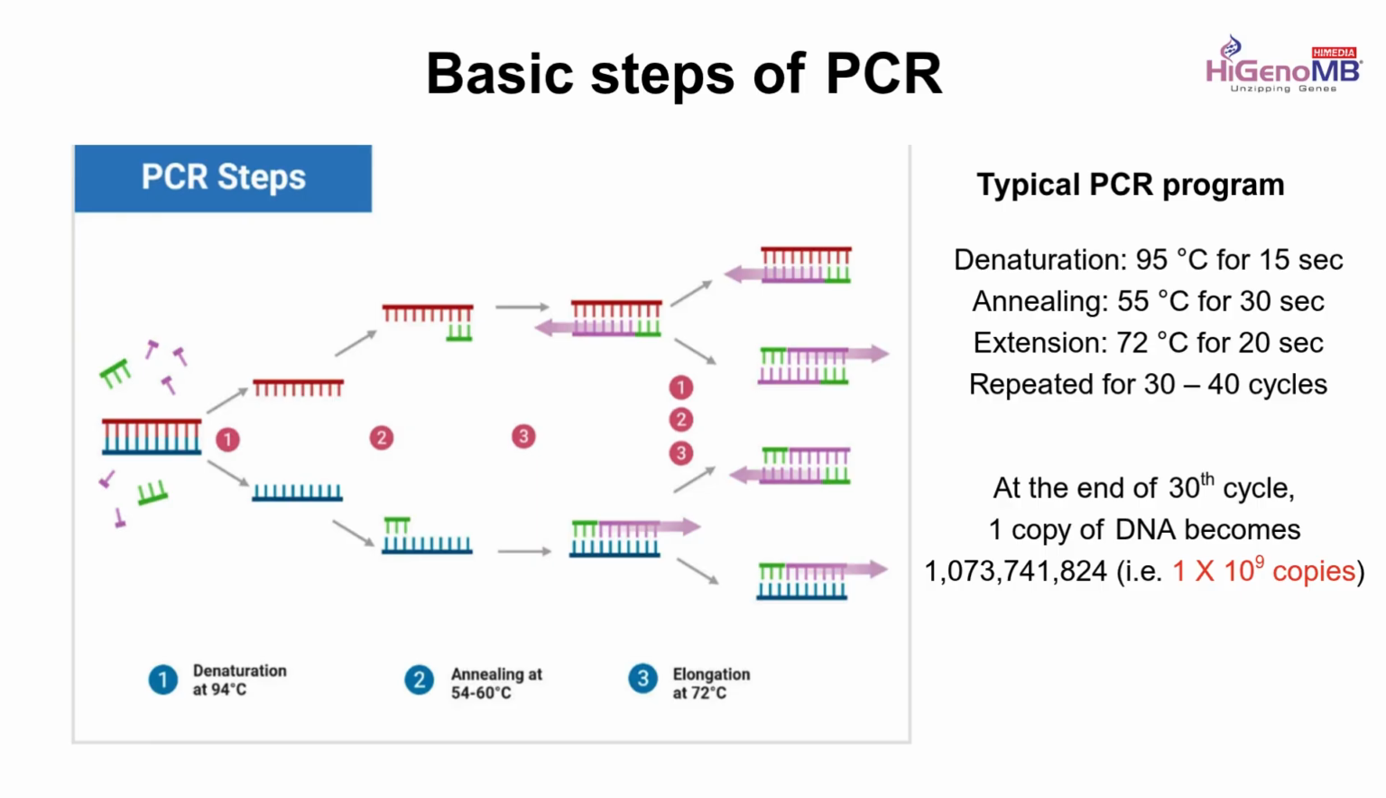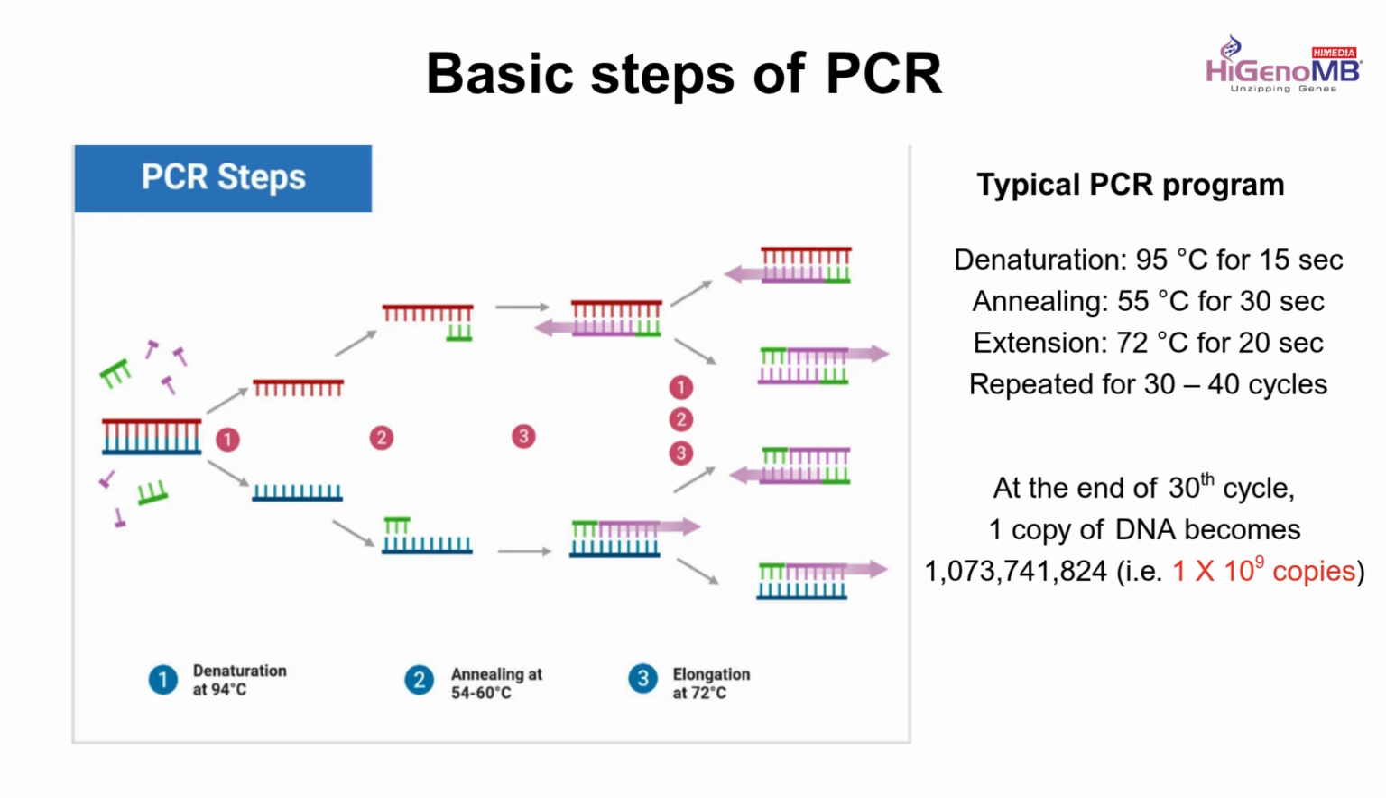So if you have started your assay with 1 copy of DNA, at the end of the 30th cycle, you would have made 1 billion copies of DNA, because after each cycle you are going to double the amount of DNA which was present at the initial stage. So you have to just do 2 to the power of the cycles that you are incorporating in PCR, which is for 1 copy of DNA, it becomes 1 billion copies.